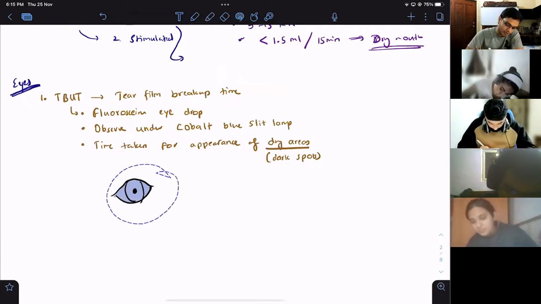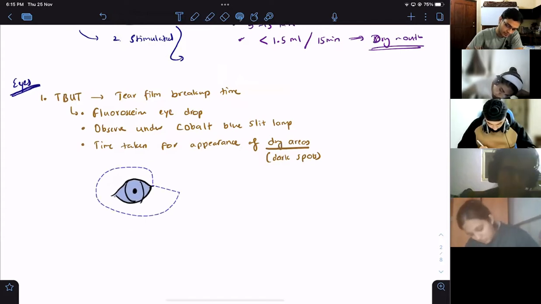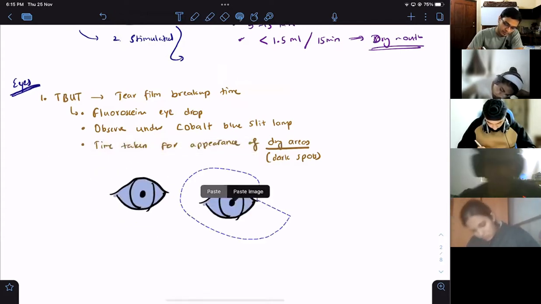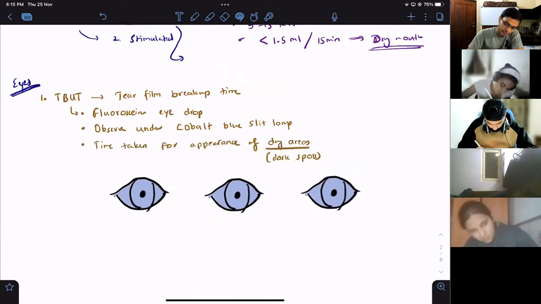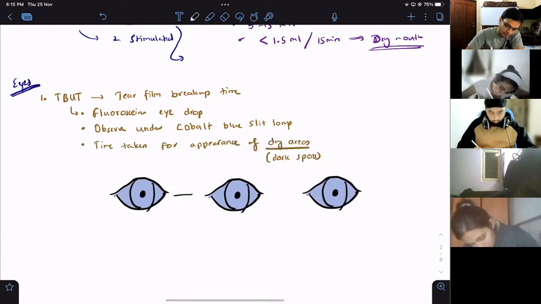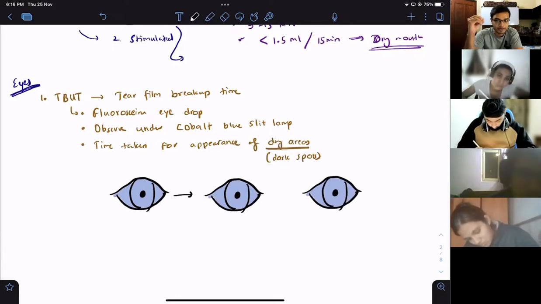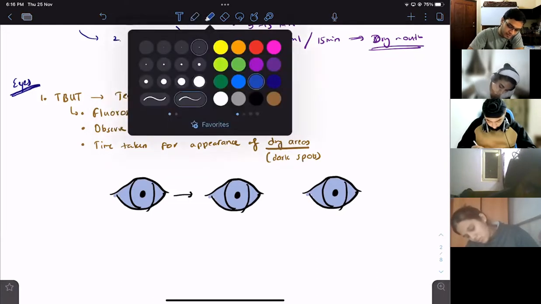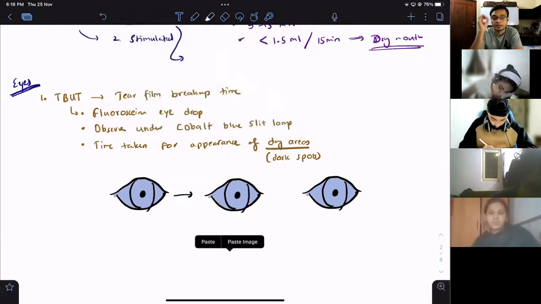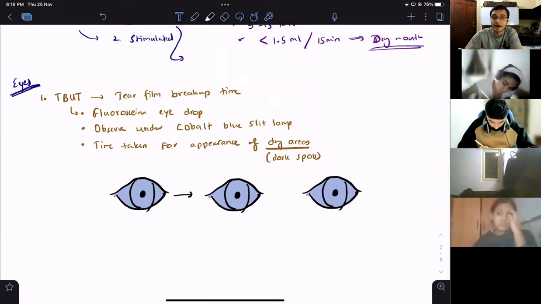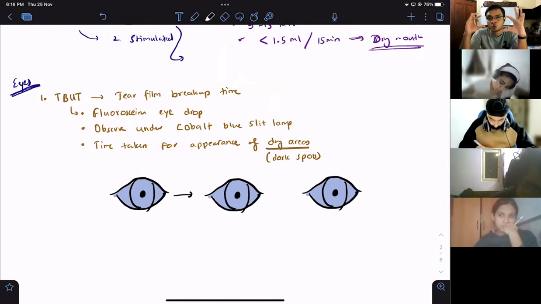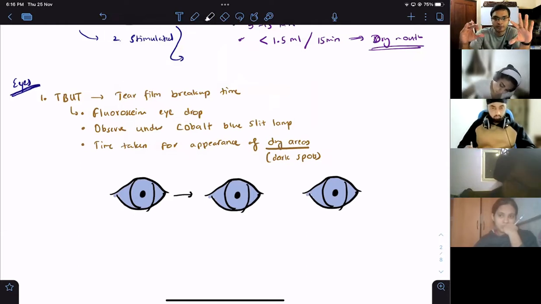Now what is going to happen, guys? Let me draw it in 3 stages. You are going to continuously observe it under the slit lamp. Eventually, the fluorescein eye drop that you put is going to start drying up. We don't allow the patient to blink during this time. The eye has to be kept completely open throughout this test.